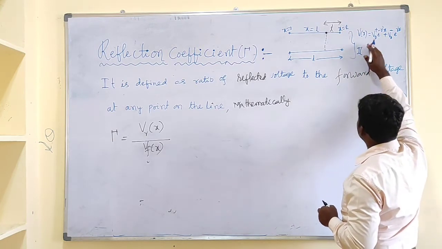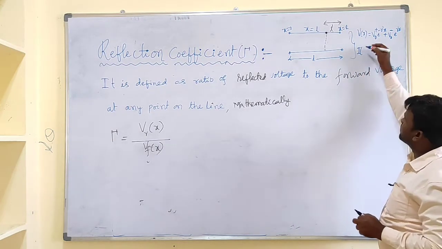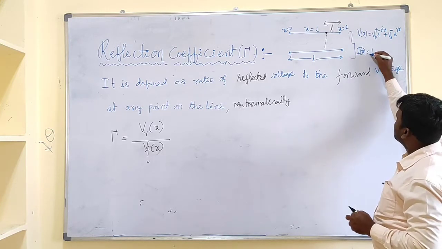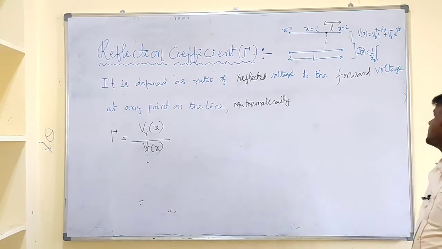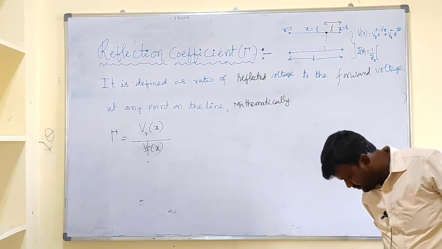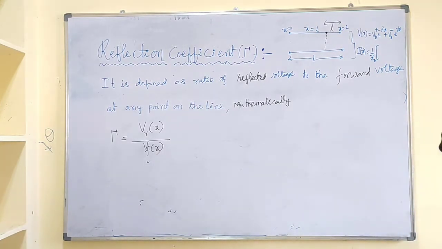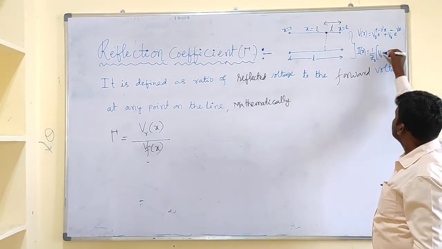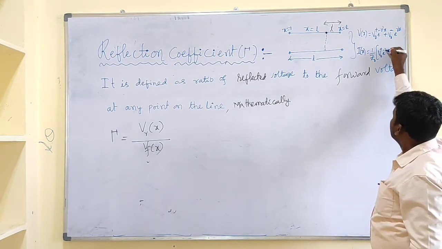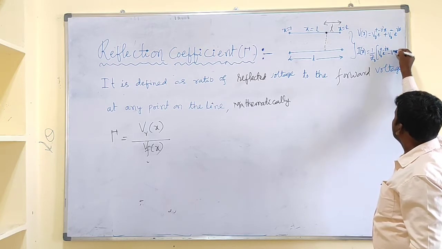Current is given by I of x. Of course, we didn't require that one, but let us write that part also. I of x can be written in terms of the voltages V0 plus and V0 minus as V0 plus e to the power minus gamma x minus V0 minus e to the power gamma x.